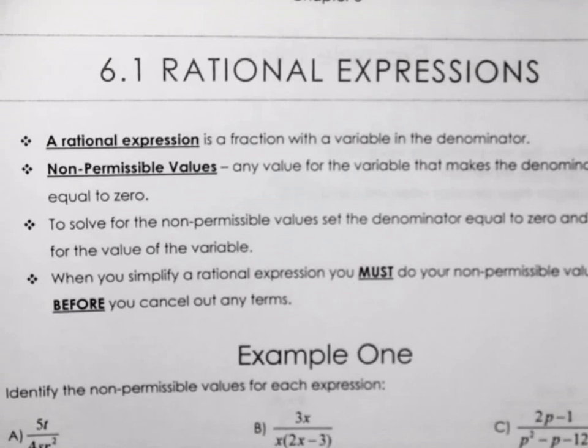To solve for a non-permissible value, set the denominator equal to 0 and solve for the value of that variable. When you simplify a rational expression, you must do your non-permissible values before you cancel anything out.